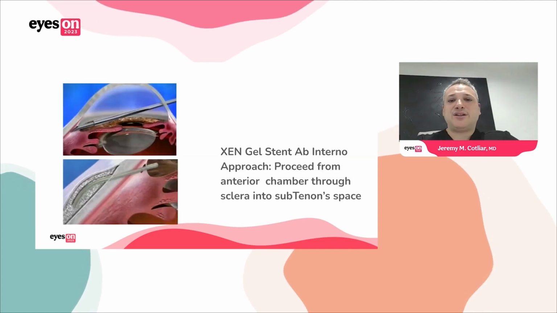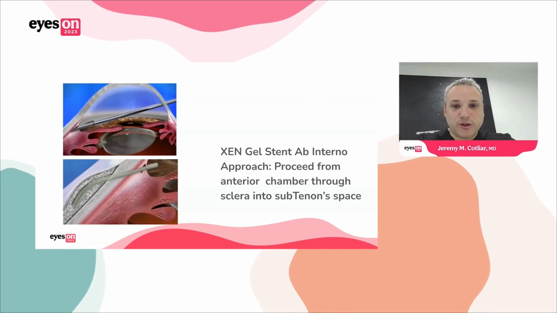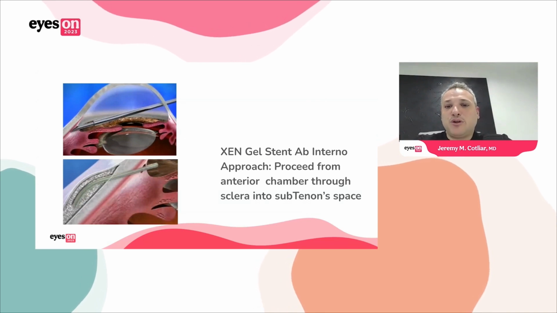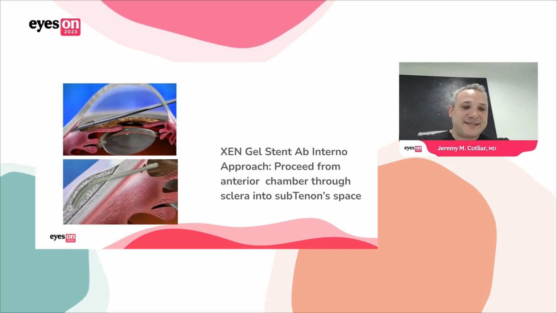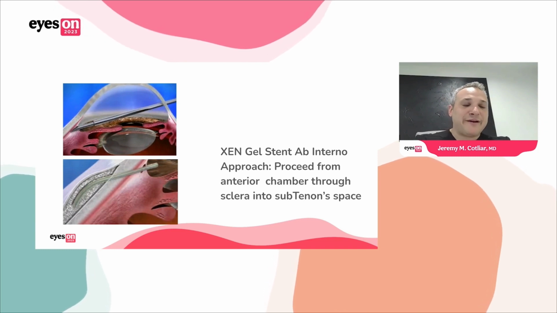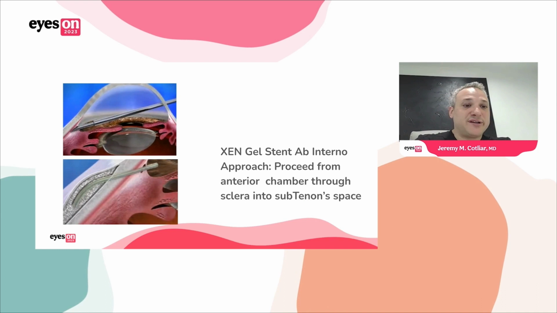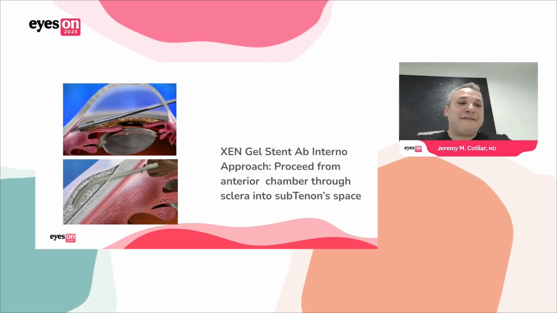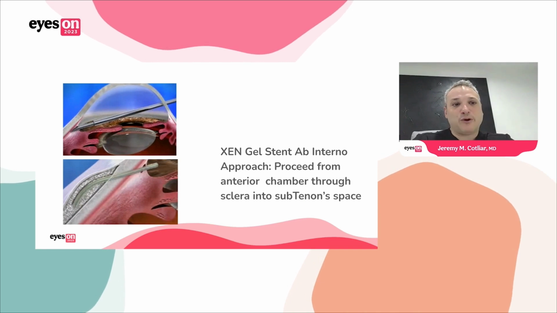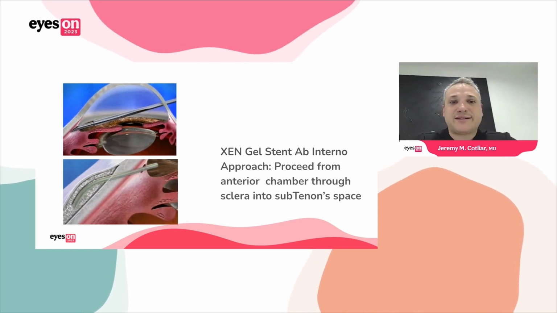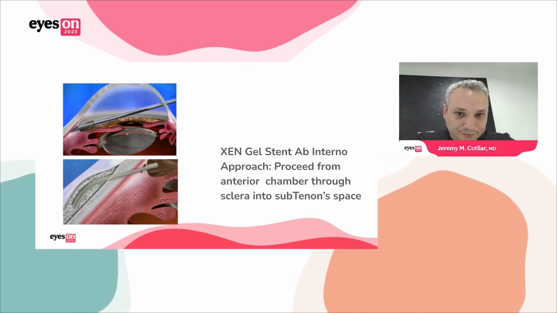So here we have the Xen gel stent ab interno approach. Here, you proceed from the anterior chamber through the sclera and into the subtenon space. You want to be very careful not to puncture through the conjunctiva. I find this method to be a lot more difficult, a lot more challenging than the next way that we'll show you how to do it.